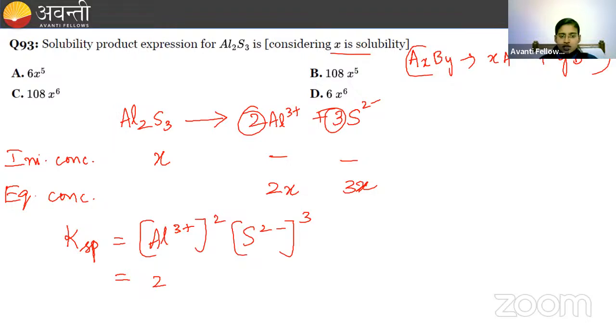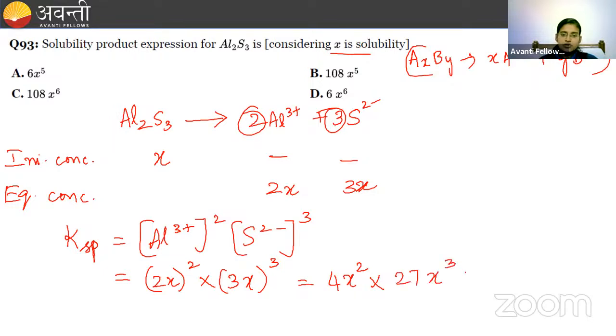It is 2x. So (2x) power 2 into 3x power cube. So 2 square is 4, 4x square into 3 cube is 27, x power 3. So 4 into 27 is 108, x power 5. Okay. So the solubility product, that is KSP, for the given salt is 108 into x power 5. So option B is the correct answer for this question. All right. Now let's go for one more.